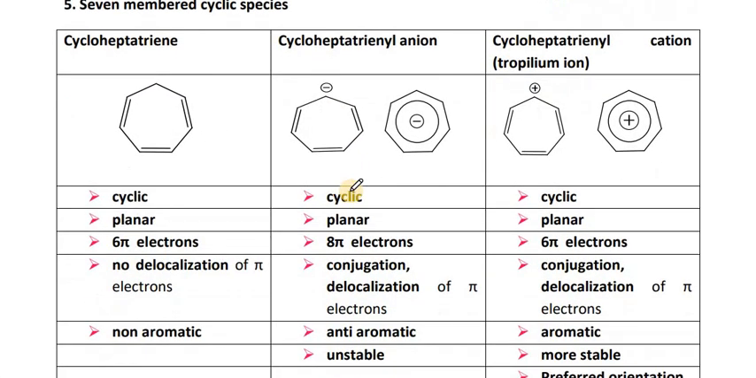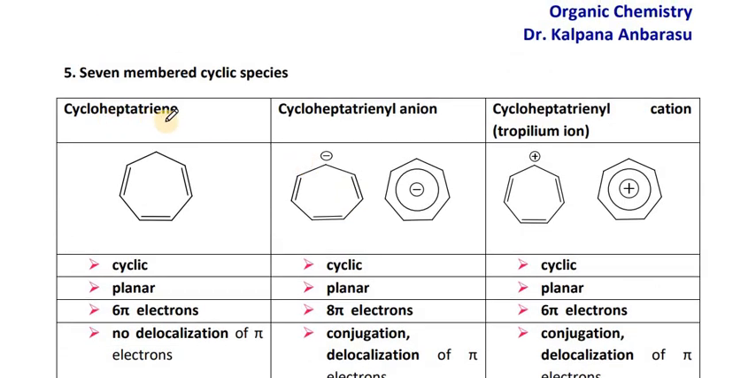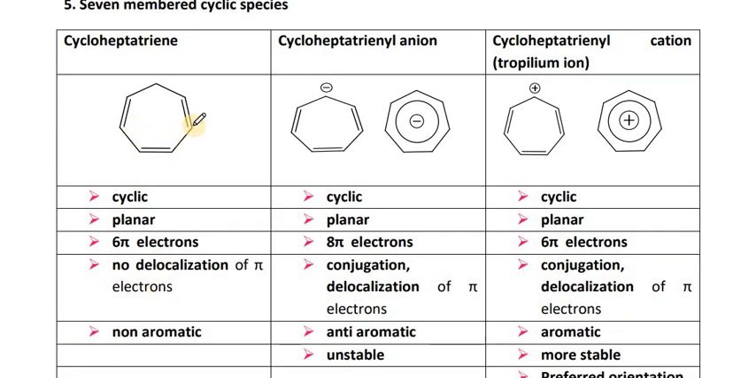Now let us see about 7-membered cyclic species, that is cycloheptatriene, a 7-membered carbon-containing ring with 3 double bonds. It is cyclic in nature, planar, all the carbon atoms lie in a single plane, and it has 6 pi electrons. But there is no conjugation: double, single, single, double, single, double, single. Hence, there is no delocalization possibility. The pi electrons are fixed or localized between fixed carbons and will not delocalize. Therefore, the compound is non-aromatic. Cycloheptatriene is non-aromatic in nature.